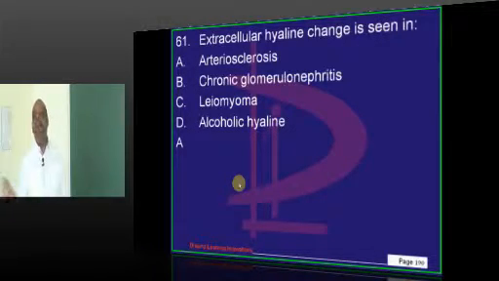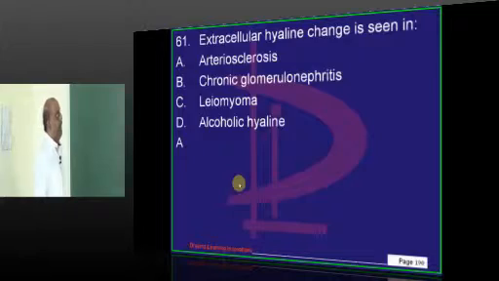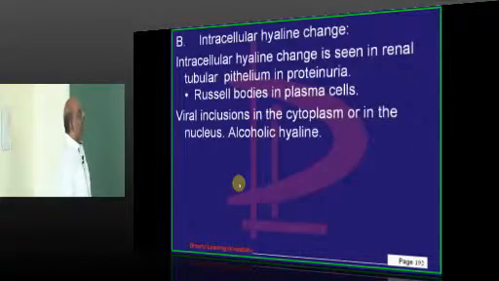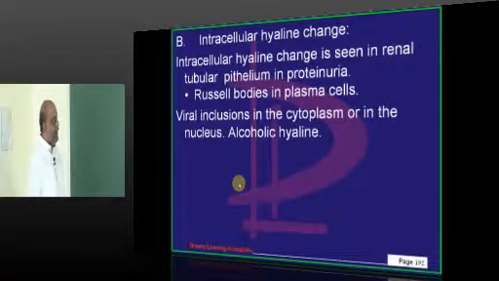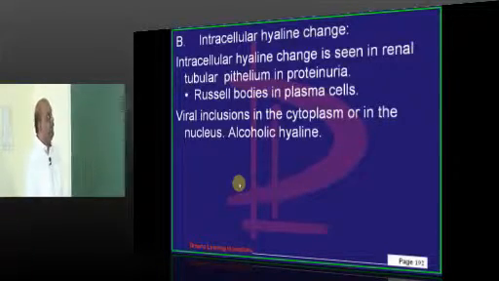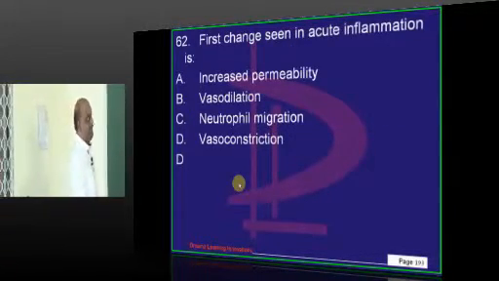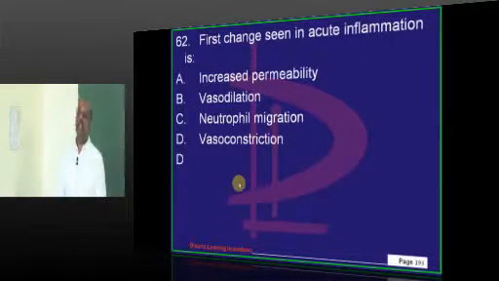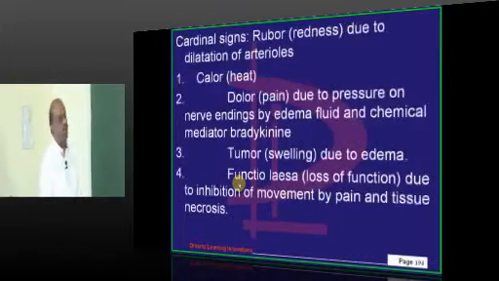Now, extracellular hyaline change, arteriosclerosis classically. Then Russell bodies, viral inclusions, alcoholic hyaline, they are all the intracellular hyaline changes. It is the vasoconstriction which is the initial change in the acute inflammation.